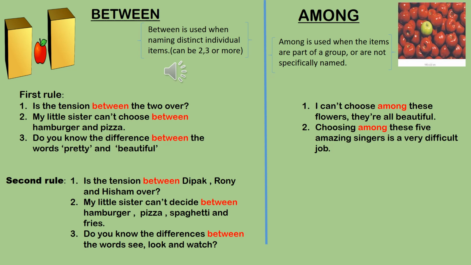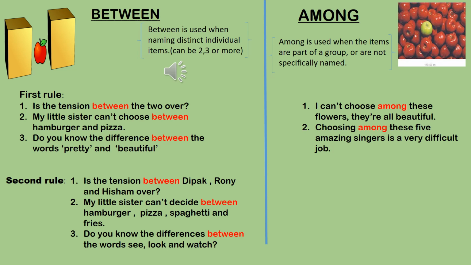Let's go for the second one. Between can be used also when we talk about more than two things, as long as they are distinct and individual items. Like, is the tension between Deepak, Ronnie, and Hisham over? Notice carefully that we are using between here even though we are talking about three persons like Deepak, Ronnie and Hisham. Why are we using between here? We're using this because these three are distinct and individual items.